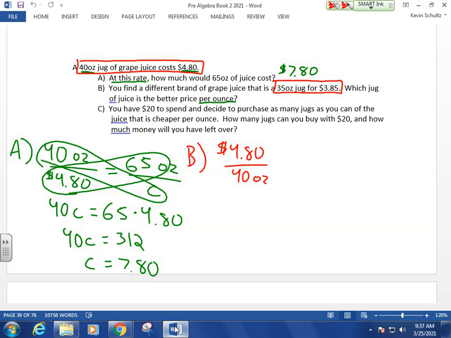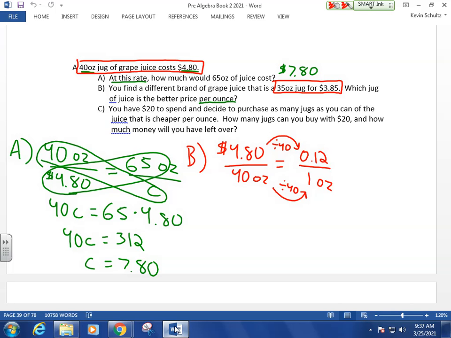$4.80 for 40 ounces. How are we going to get the unit rate here? The price per ounce. What will we be doing? Turn the 40 into a 1. So that's what we want, the price per ounce. And since we're dividing 40 by 40, we're also dividing our numerator by 40. So 480 divided by 40 is 0.12. So this juice, our original one, is 12 cents per ounce.